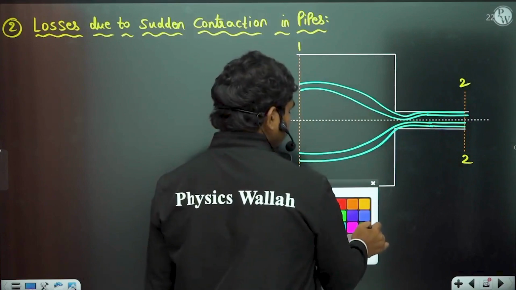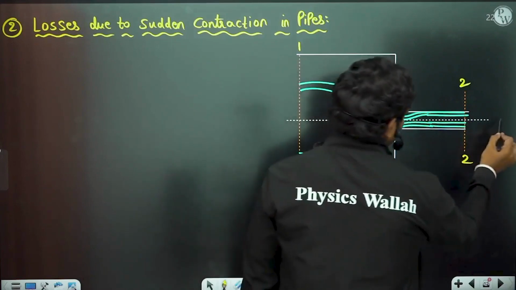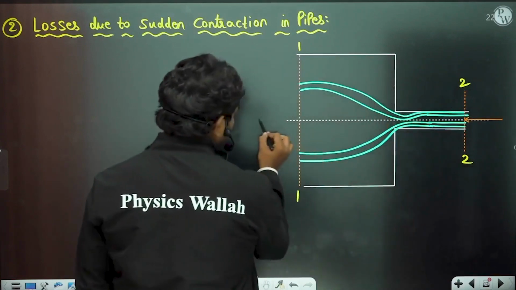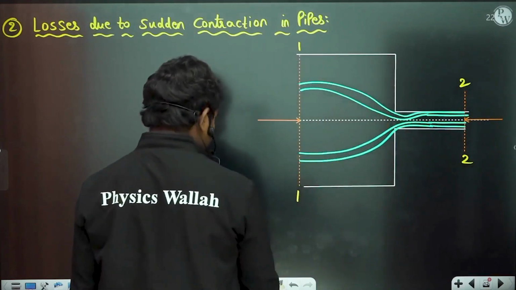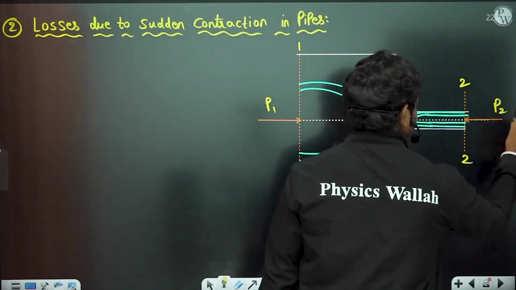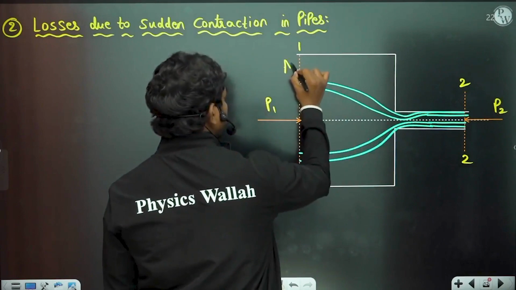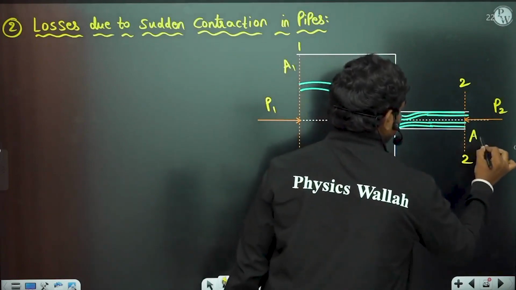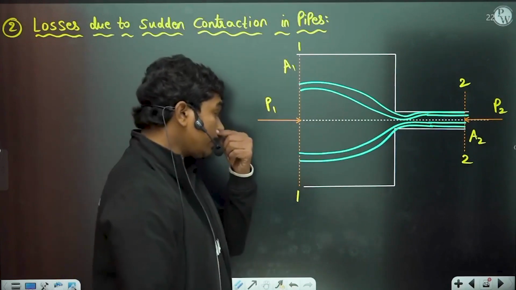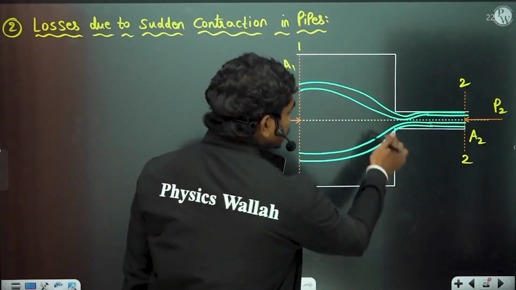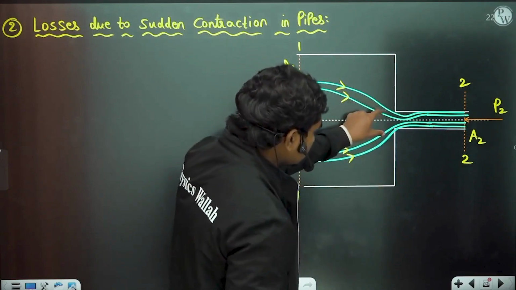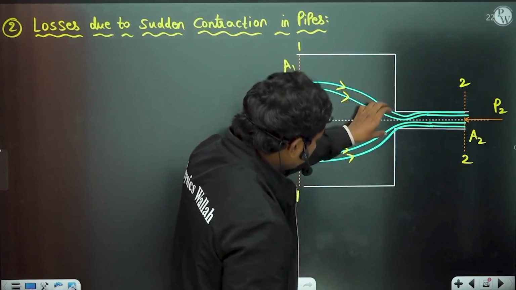Now let us see the pressure which is acting at this point is P2, for example, and pressure which is acting at this point is P1. This area is A1 and this area is A2. Okay, now just I want to tell you one thing, why streamlines cannot adjust like this is again because of inertia. Here the streamlines are bending actually because fluid wants to enter this region.